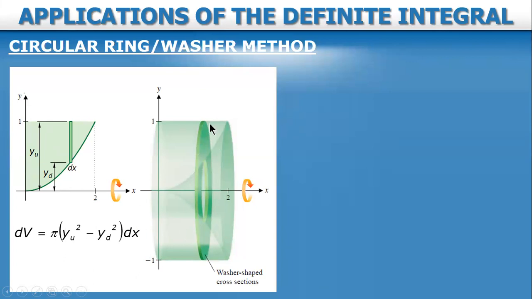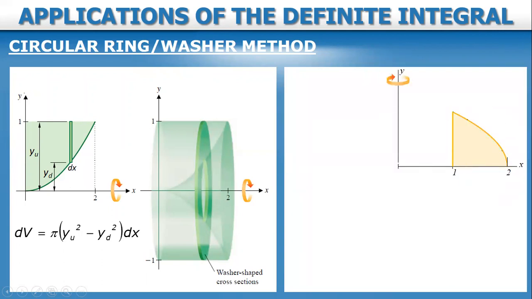Okay, the volume of the bigger disk is pi y up squared dx. The volume of the smaller circular disk is pi y down squared dx. It's simply pi r squared dx. And we combine pi and dx, so we get this one, the simplified formula for the differential volume.